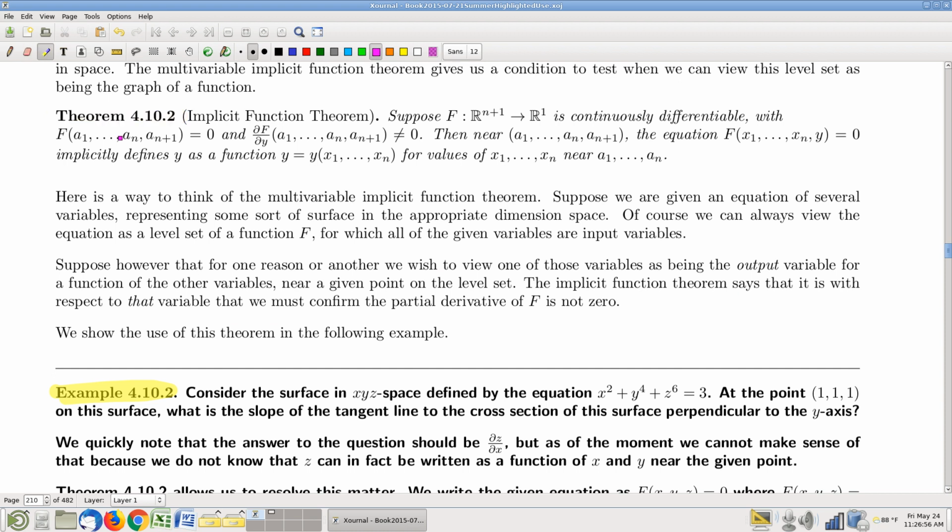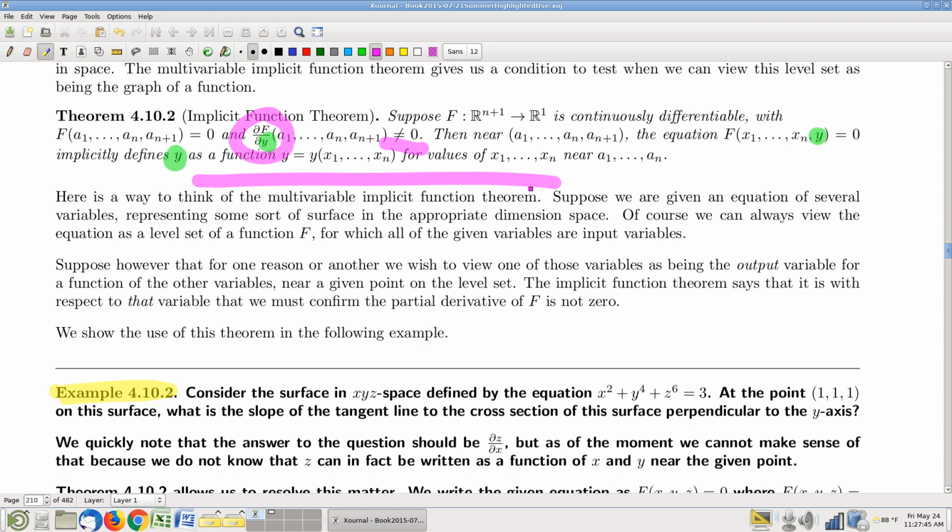Okay, so here's the statement of the theorem, and there's a lot of discussion in here, but the big punchline is, if you're looking at a level set, if the partial with respect to one of those input variables, y in this case, one of the input variables to that level set equation, is not 0, then that variable, whichever one whose partial is not 0, can be thought of as a function of the other variables. Just like in the single variable case.